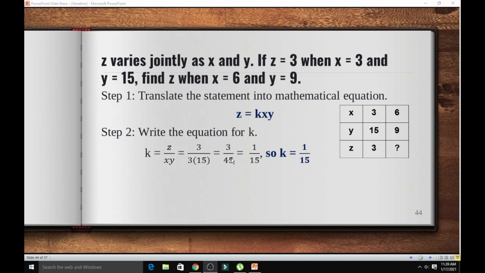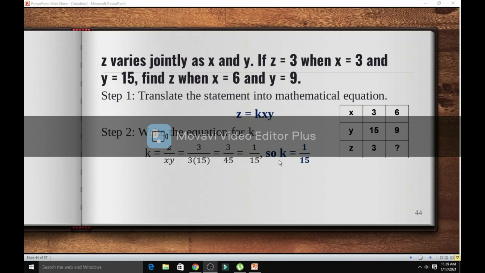So, 3 over 45. Pwede natin siyang i-simplify. Both numbers are divisible by 3. So, when divided by 3, we will get 1 over 15. So, ang k natin dyan is 1 over 15. Pag nakuha na natin si k, proceed tayo sa step number 3.